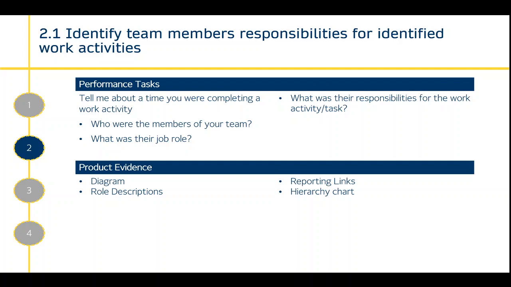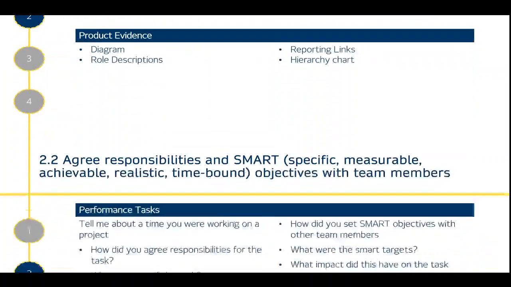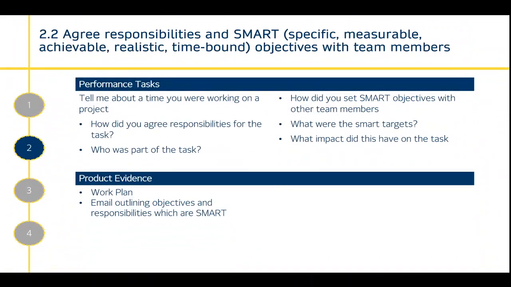You could have role descriptions, job descriptions for other people and include that as product evidence. Could include reporting links or a hierarchy chart, maybe an organisational chart or your organisational breakdown structure. 2.2, agree responsibilities and SMART targets with team members. SMART targets stands for specific, measurable, achievable, realistic and time bound.